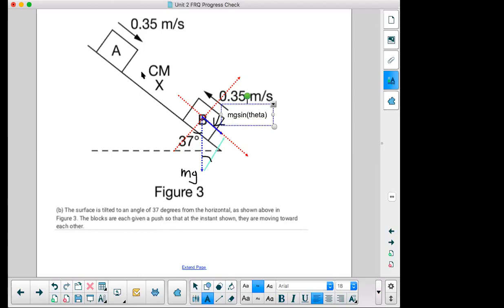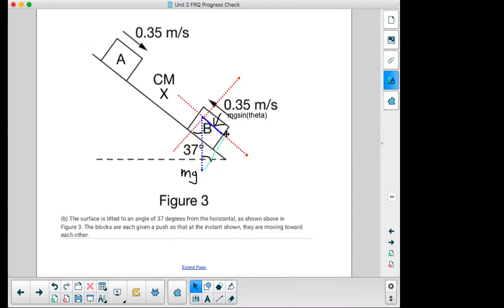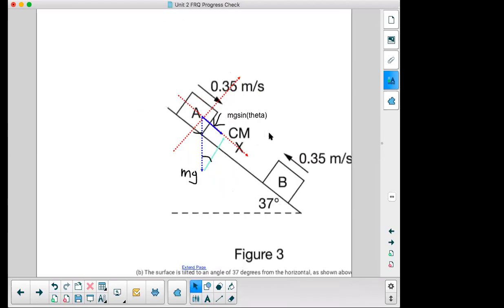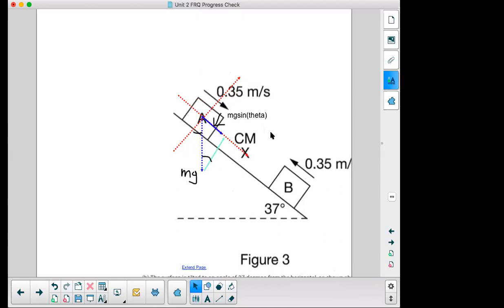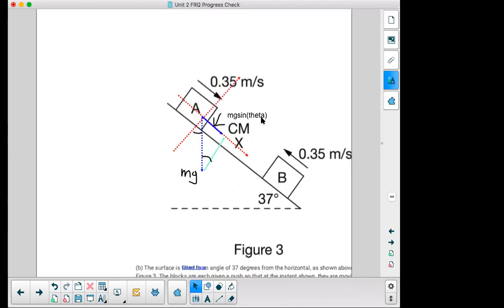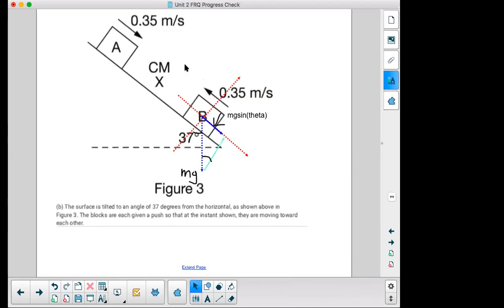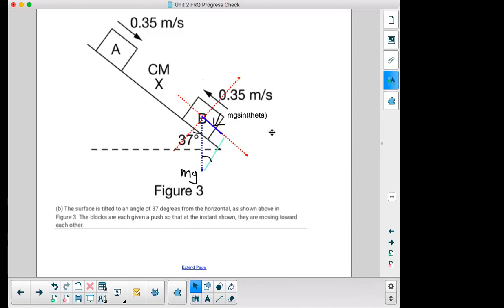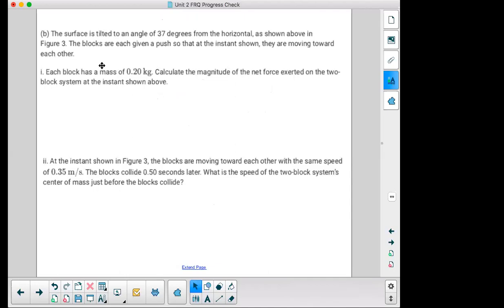I'm not going to go through the whole same analysis, but we could literally just go like this for the analysis. We could put that right there and it's the same exact analysis because they're identical blocks at the same angle, same mass, everything else. So the forces on B are the same as the forces on A. And the force on B down the ramp is mg sine theta. Okay. Now go to the next page.